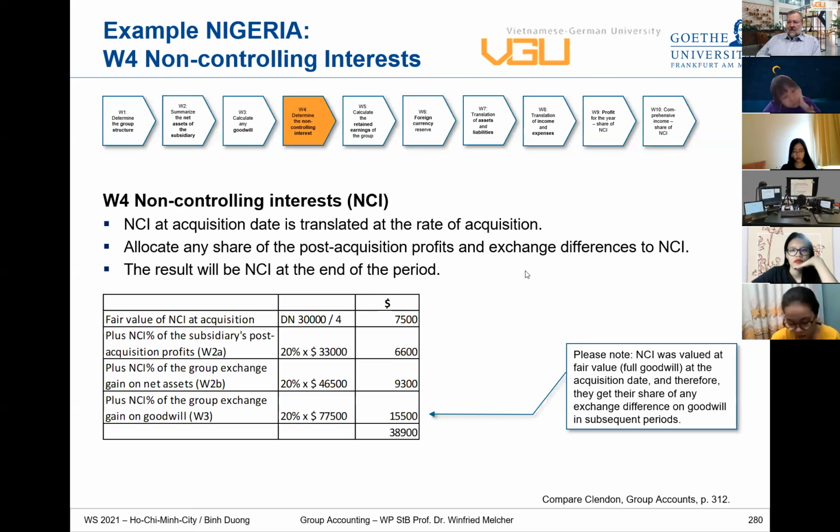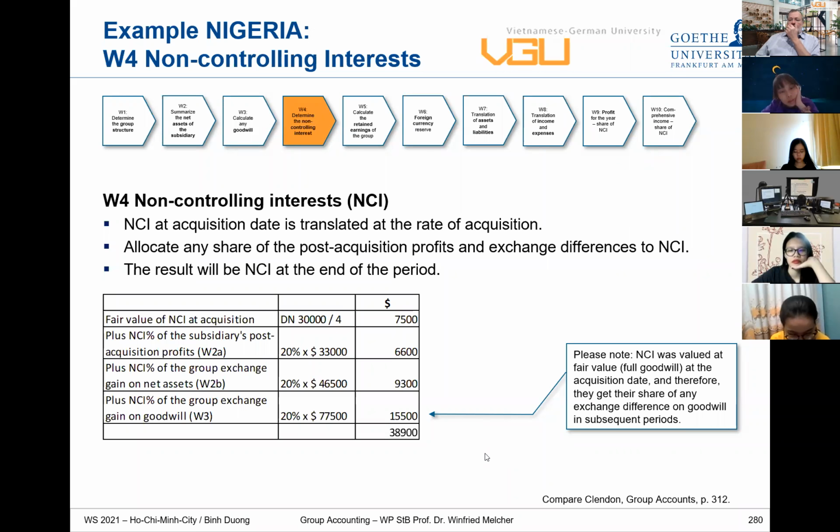Now, when we do so, we see that at acquisition, we had a historical rate of 4. We divided the 30,000 dinars, giving $7,500. Then we have the post-acquisition profits of NCI. We have the group exchange gain on net assets, and we have the group exchange gain on goodwill. So the NCI will get their fair share, and then in the end, they end up being 38,900.